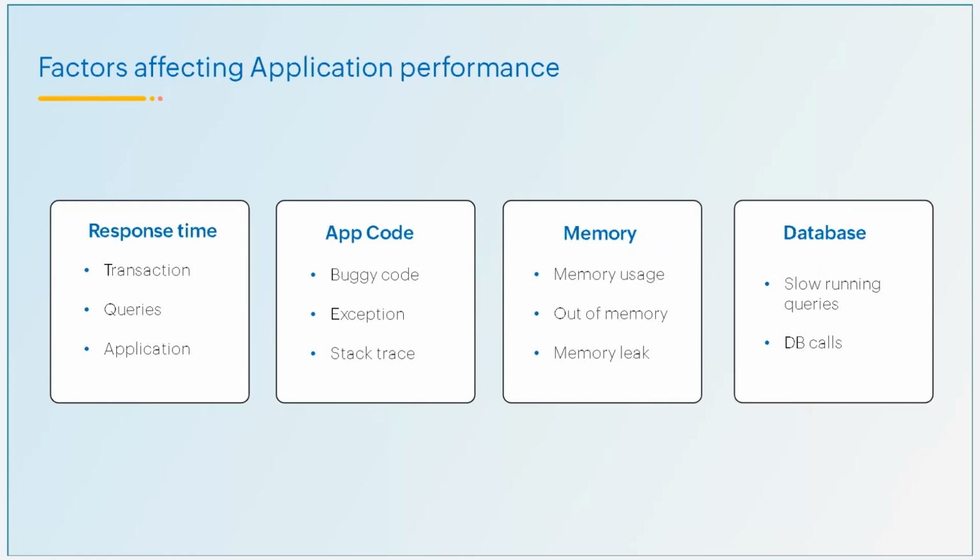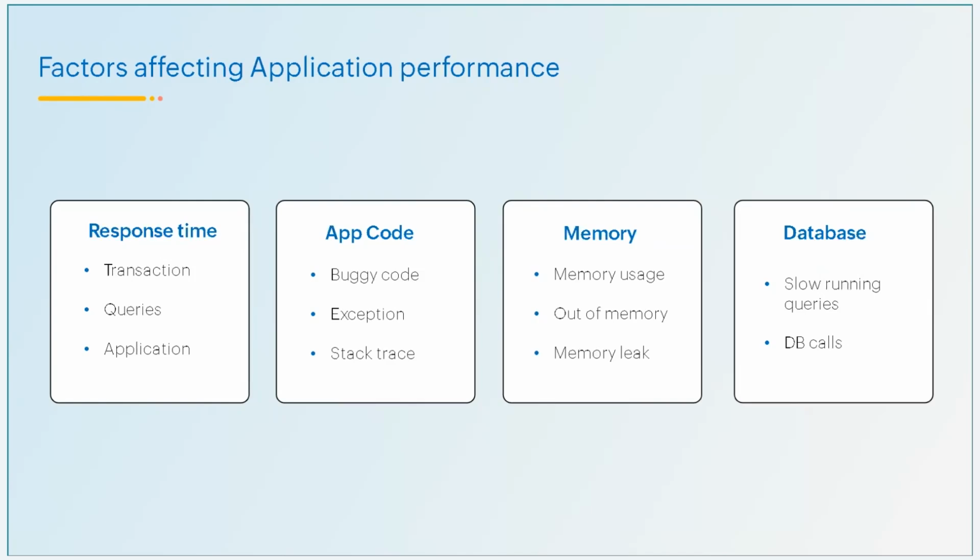So, analyzing these stack traces will help in identifying the source of performance issues. The third one is memory. Monitoring the application's memory consumption is crucial. High memory usage can lead to performance issues and even crashes. If the application exhausts its allocated memory, it might crash or become unresponsive. This occurs when the program doesn't release memory properly, leading to a gradual increase in memory usage over time.